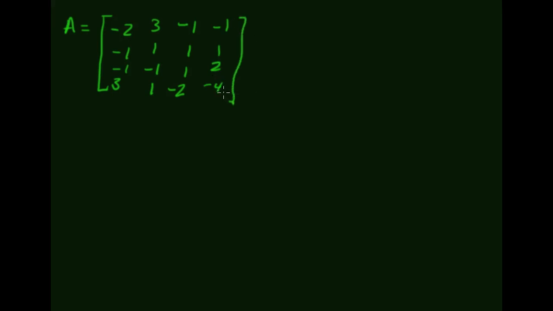So in problem 3, we're given a big transition matrix. Our matrix is -2, -1, -1, 3, 3, 1, -1, 1, -1, 1, 1, -2, -1, 1, 2, -4. Remember, the only thing that the transition matrix has to have is it has to be square and it has to be invertible. Okay, so in this problem, the message is help is coming.